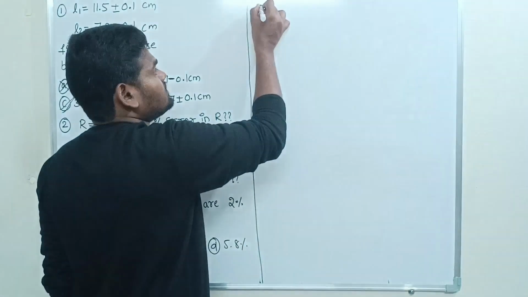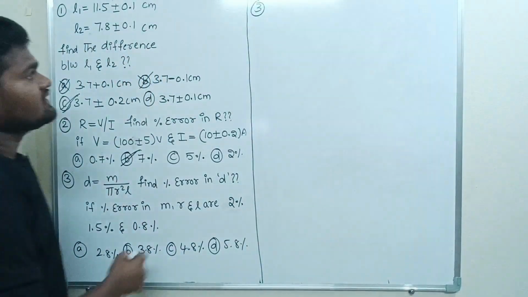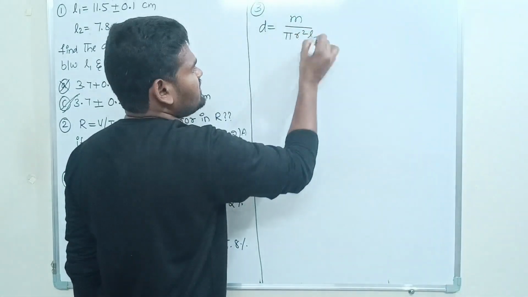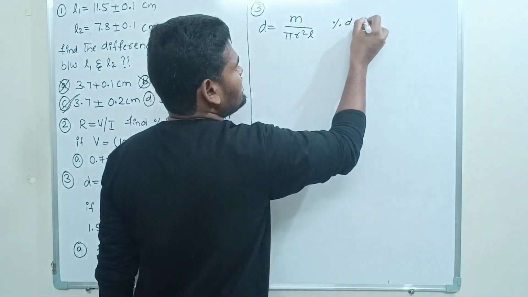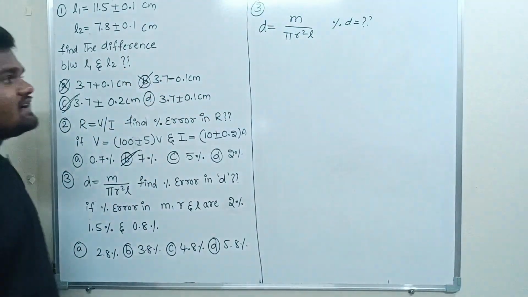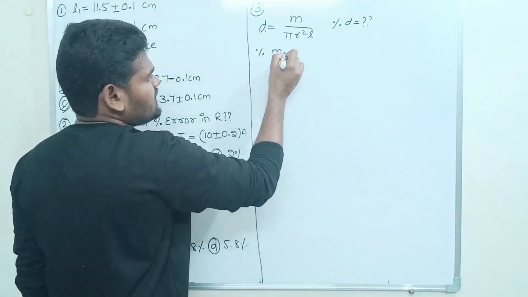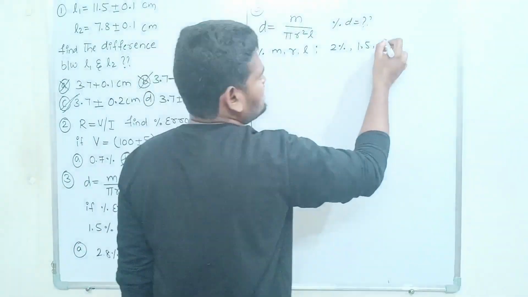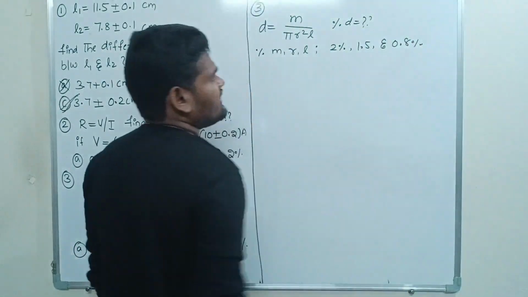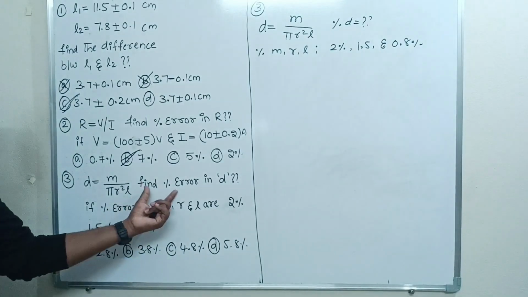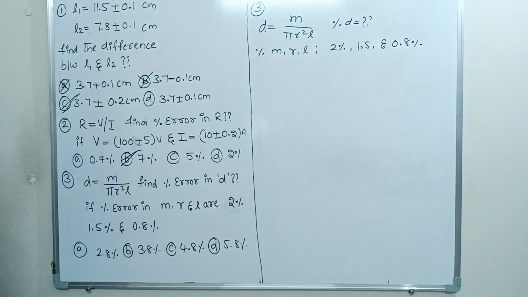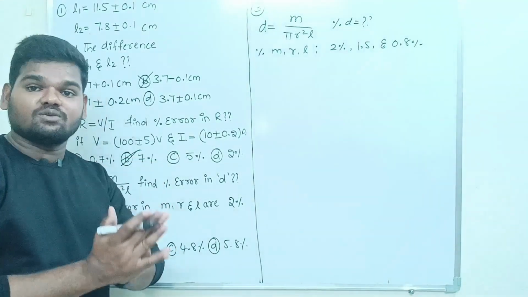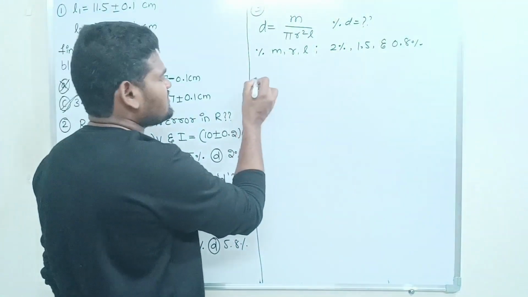Right, so let us see the third problem. What is the third problem? They have given density D equals m by pi r square L. They are asking for the percentage error in D. They have already given the percentage errors in m, r and L: 2 percent, 1.5 percent and 0.8 percent. Find the percentage error in D. Pause the video and try the solution. 3, 2, 1, go. I am going to solve.